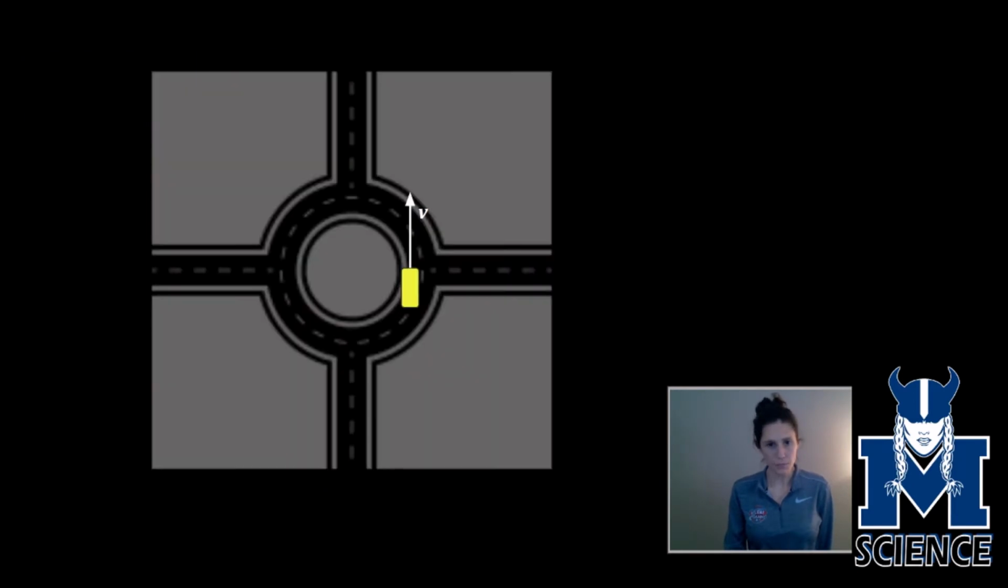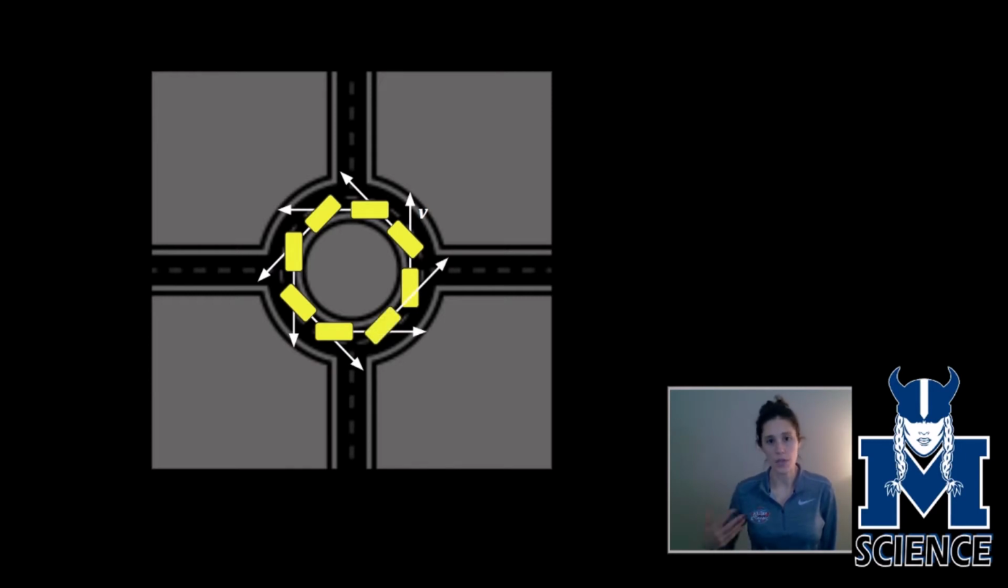And we're going to start by looking at an example of a roundabout or a traffic circle. So let's say we have this bus and it is traveling at a constant speed around a traffic circle. As this bus goes around, the white arrow is representing its velocity vector. You'll notice that the magnitude, or the length, of that vector is not changing. So that means that it is traveling at a constant speed.